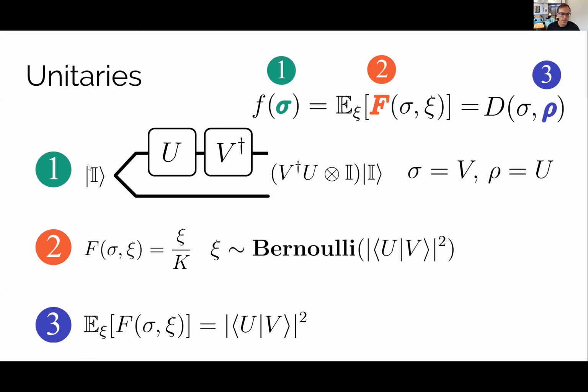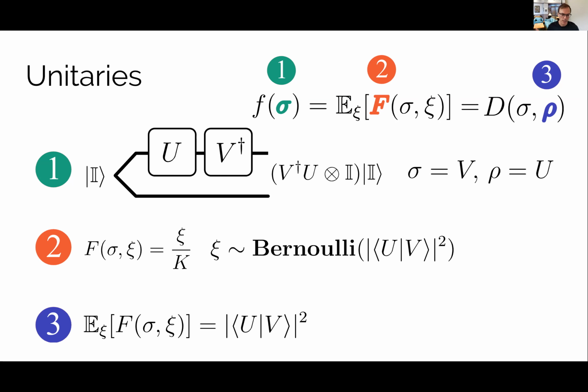When I do this experiment, I'll get some set of outcomes, and each outcome is a Bernoulli random variable that's given by the overlap. Now I'm treating these things as super operators. So this is going to be the process fidelity between the two unitaries. That's the probability with which I see the outcome that corresponds to this maximally entangled state.